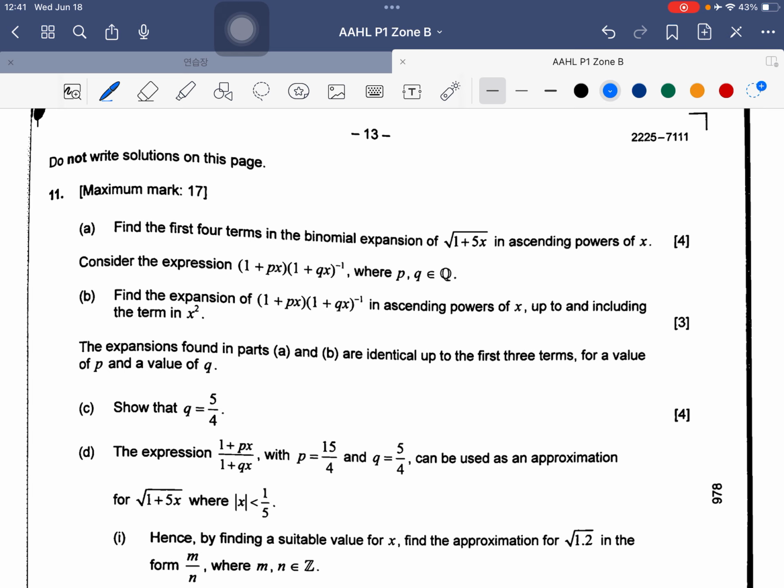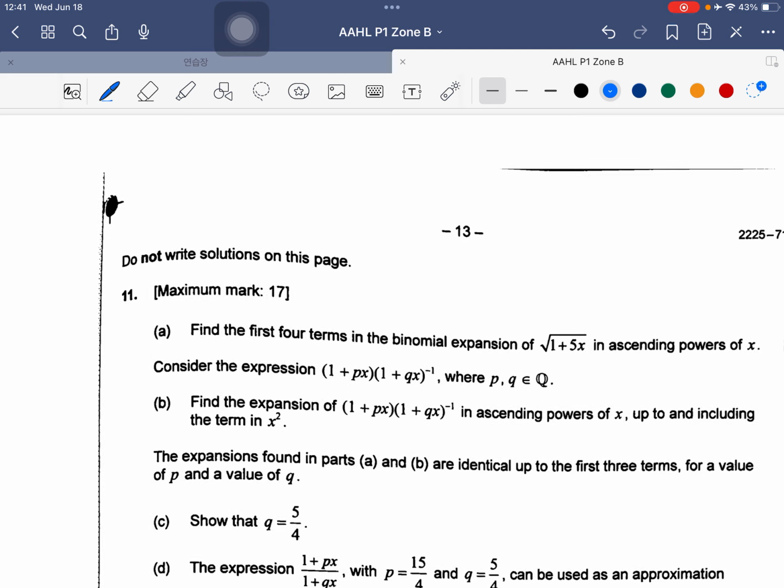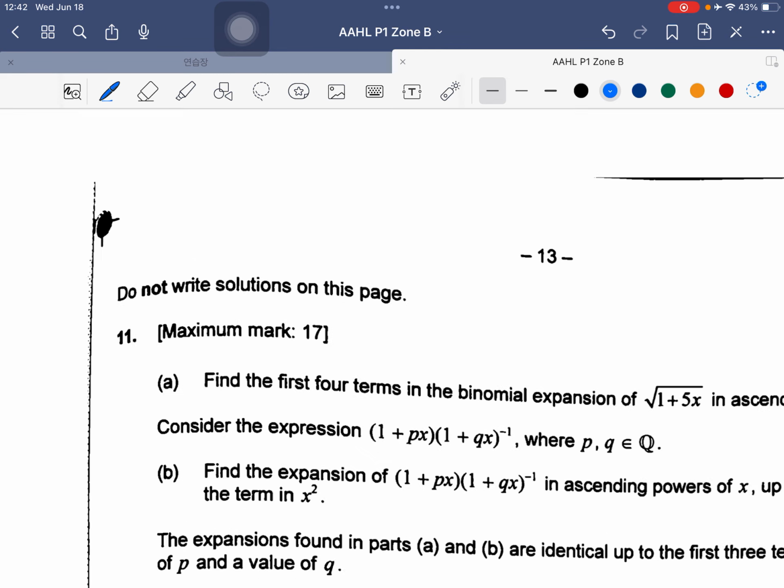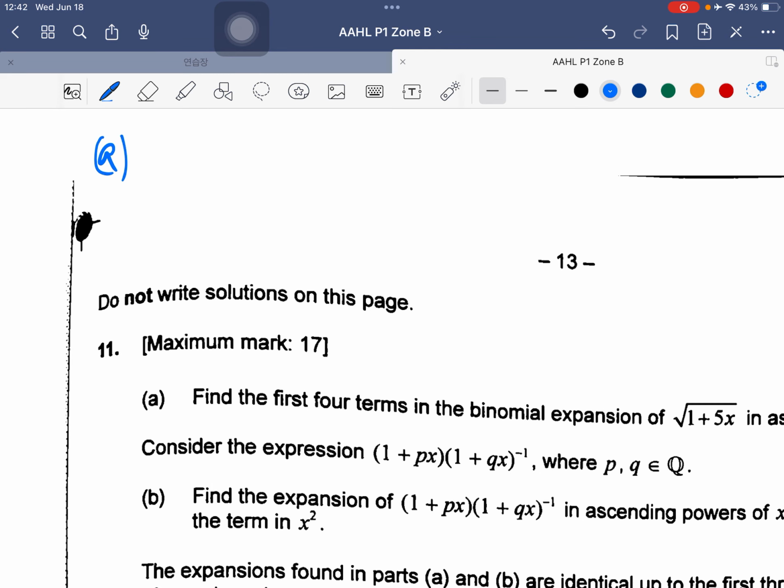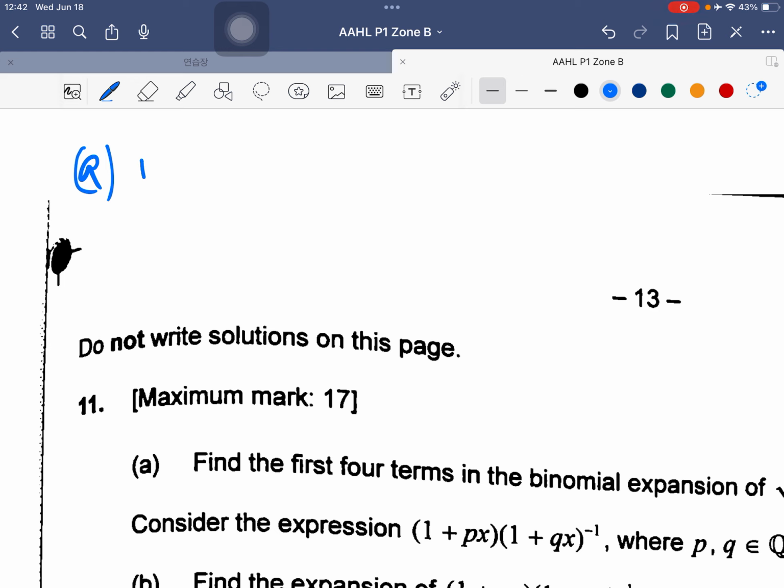Okay, question number 11, maximum marked 17 points. Find the first four terms in the binomial expansion of square root of 1 plus 5x in ascending powers of x. It says first four terms. Okay, question number 8. First four terms of square root of 1 plus 5x. This can be expressed as (1 plus 5x) to the 1 over 2 power.